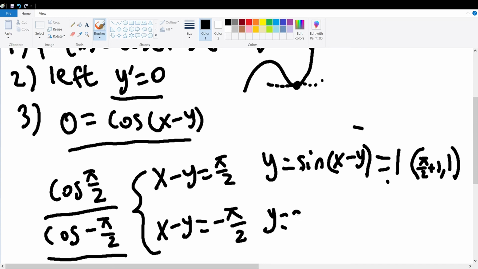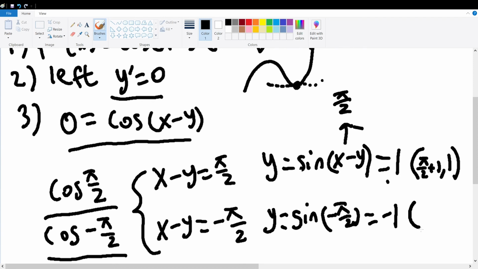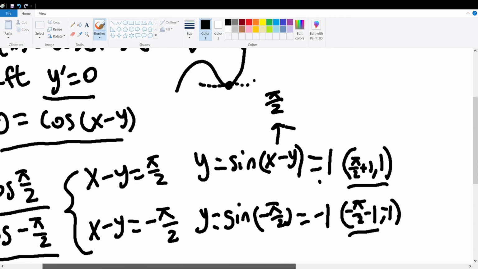So y equals sine of x minus y, which is negative pi over 2. When it's negative pi over 2, it will be negative 1. So the y coordinate will be negative 1. And then you plug it in, which will be negative pi over 2 minus 1 for x. And those are your coordinates, but we need to know now whether it's a maxima or minima.